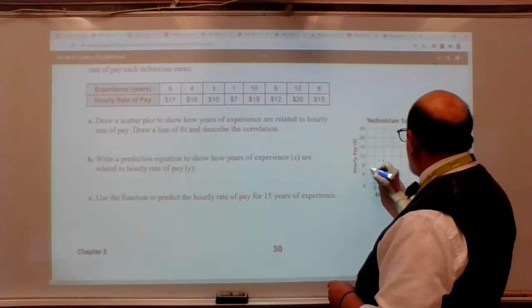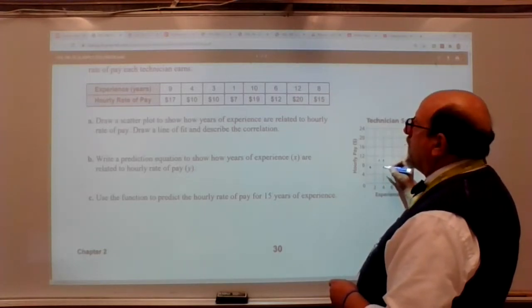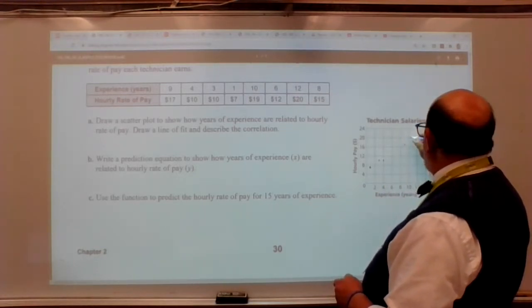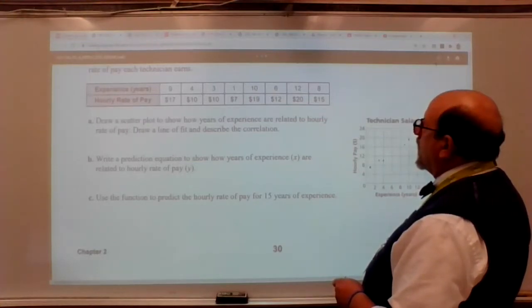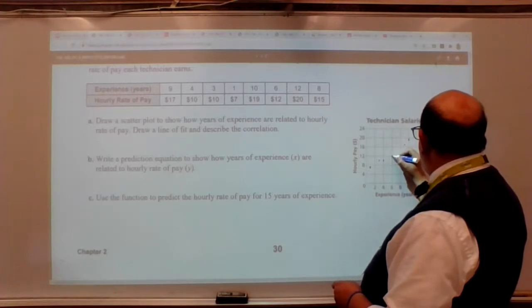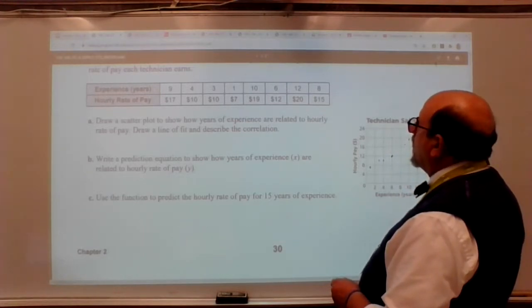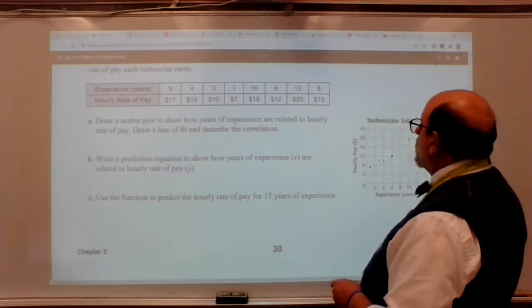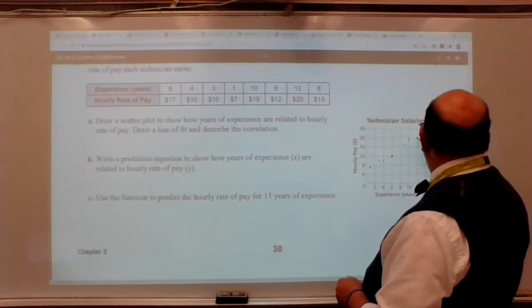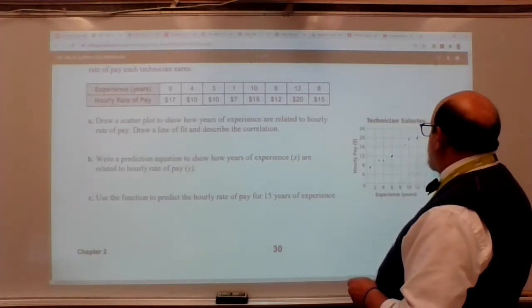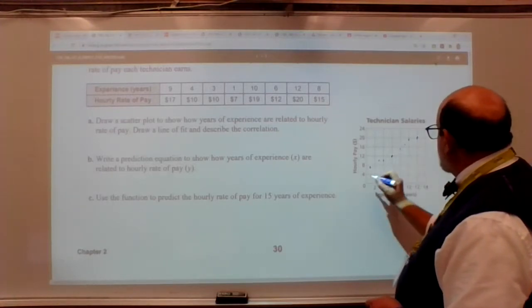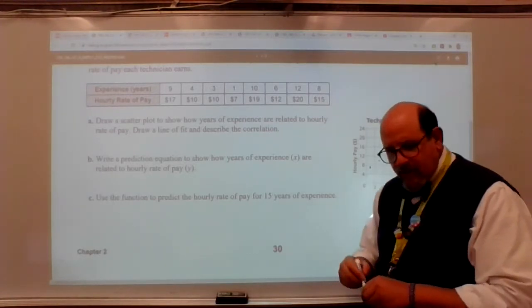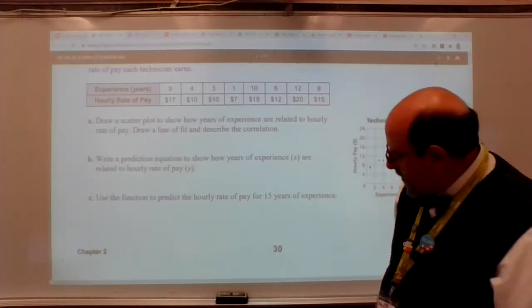17, 10 and 19, 6 and 12, 12 and 20. Hey, look at that. Somebody's making some money. And 8 and 15. And so there's a line of best fit we can stick in here, and I'm just going to sort of fake one there.